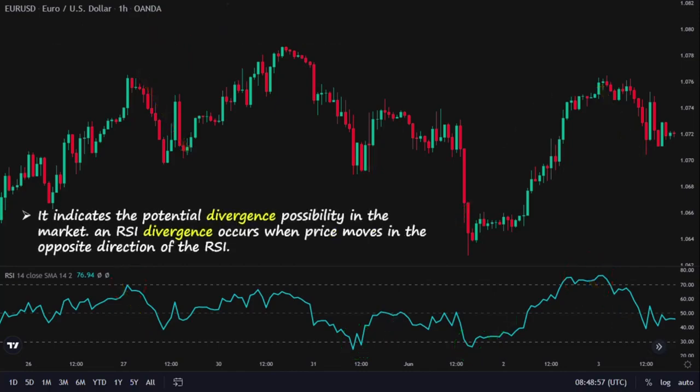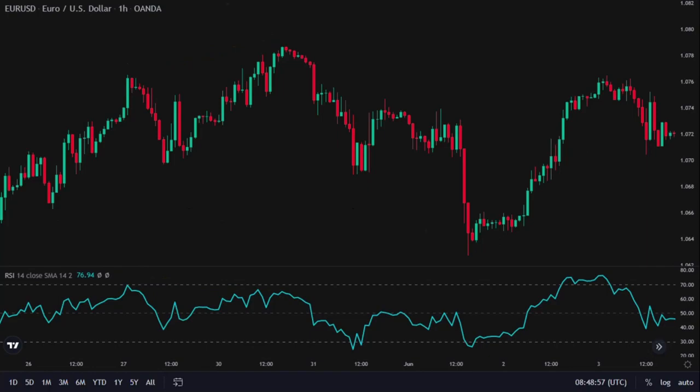An RSI divergence occurs when price moves in the opposite direction of the RSI. In other words, a chart might display a change in momentum before a corresponding change in price. There are two scenarios for RSI divergence. First is the bearish divergence.